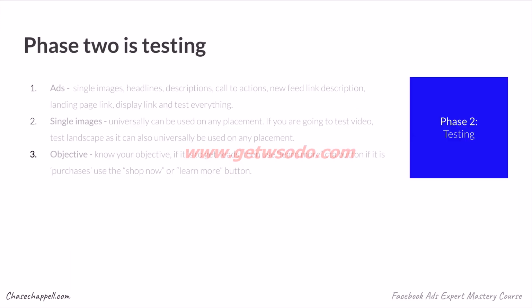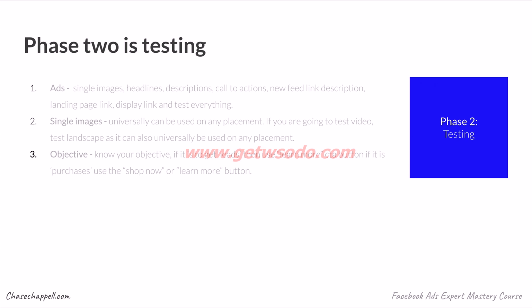Now it's time to cover the ad versatility today, which includes the ad variants we are going to start off with. So we're creating ads and we're going to be testing single images, headlines, descriptions, call to actions, newsfeed link description, landing page link, display link, and we'll test everything. Emojis, no emojis, long copy, short copy, link in description, no link in description.